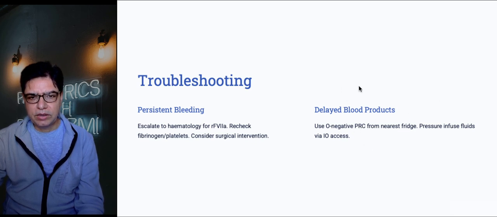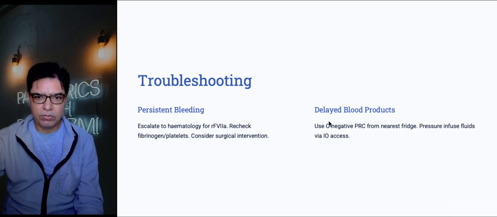Remember, if there is a delay in the blood products, certain EDs have got their own fridges as well, with a little bit of stock for emergency purposes, and O negative packed red blood cells can be used from the nearest fridge until you are able to get it from the blood bank. And the best thing is to infuse it through IO if you are not able to get good vascular access.